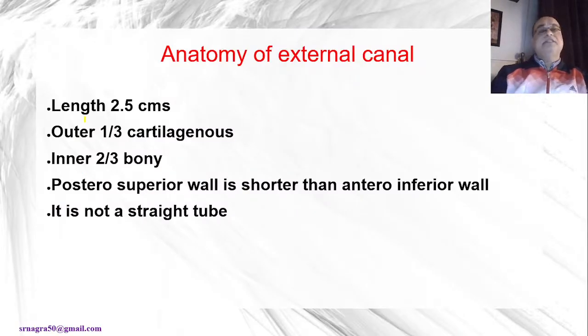So just to summarize, the length is 1 inch, 25 millimeter or 2.5 centimeter roughly. Outer 1/3 is cartilaginous, which will be 8 millimeter. Inner 2/3 is bony, which will be 16 millimeter. Then the posterior wall of the external auditory canal will be shorter than the anteroinferior wall. I just showed you the picture also, and of course it is not a straight tube, as we have seen in the previous slides: the cartilaginous portion is going upwards, backwards and inwards, while the bony part is going downwards, forwards and medially.